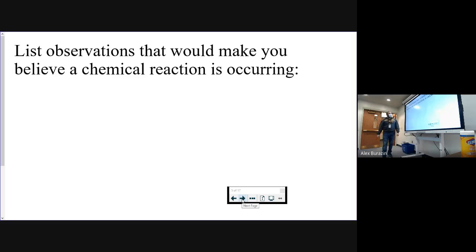Chemical changes, what are we looking for? What are observations that we would make to give an indication that something chemical is happening? This is the old middle school stuff. Color change, sure. What else? Yeah, that's the best one, I think. Fire. Something's burning, it's a chemical change for sure. Bubbles.